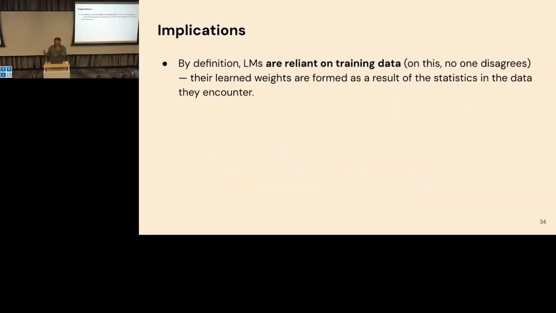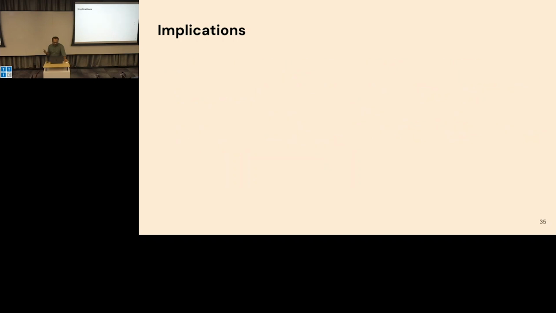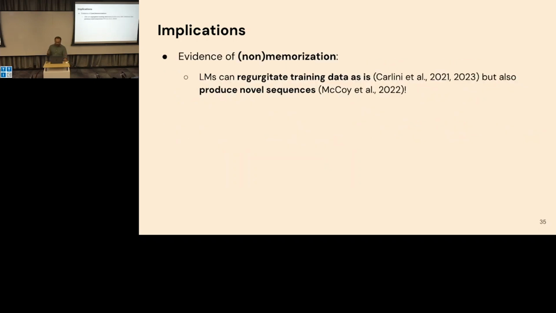So I'll just end with the implications. By definition, they are reliant on training data, and I don't think anyone disagrees there. But this sensitivity may not necessarily be an issue. And we have this exciting opportunity to take training data and characterize it by linking input to the model to its output behavior in a nuanced manner, which is very relevant for linguistic theorizing. And so there is evidence of non-rote memorization. They can regurgitate training data as is, but they can also produce novel sequences.